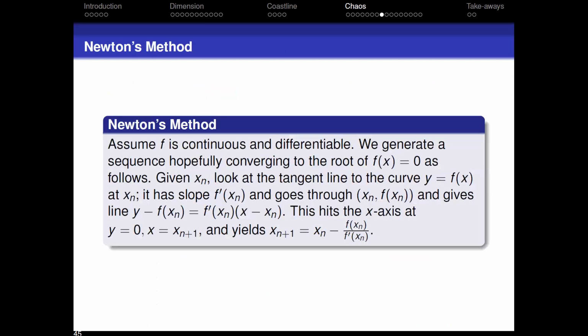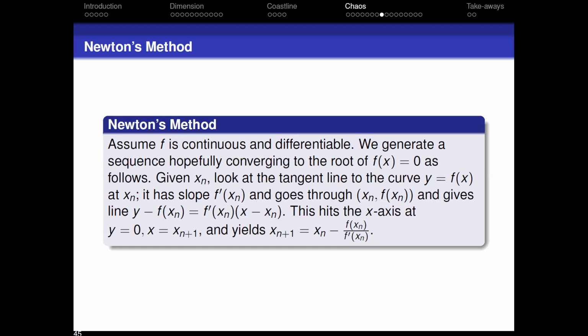What Newton's method does is assume the function is continuous and differentiable. We generate a sequence of points that will hopefully converge to a root. It goes as follows. Given some guess x_n, let's calculate the next guess x_{n+1}. We look at the tangent line to the curve y = f(x) at the point x_n. It has slope f'(x_n), and it goes through the point (x_n, f(x_n)). So we get the tangent line y - f(x_n) = f'(x_n)(x - x_n). This is point-slope form of the line.